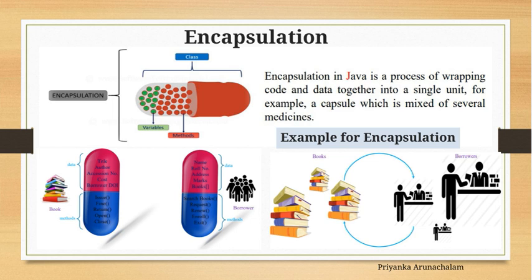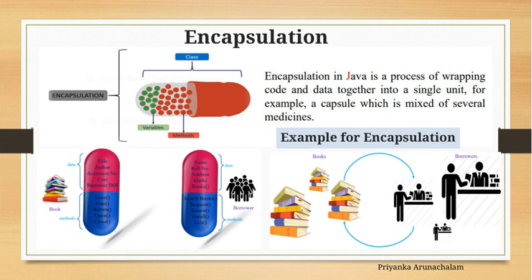Encapsulation is a fundamental concept in object-oriented programming that helps us protect data and maintain a clear structure in our code. It involves wrapping data and the methods that operate on that data within a single unit or class and restricting direct access to some of the object's components. This way, we control how the data is accessed or modified, which enhances security and reduces the risk of unintended side effects. To illustrate this, I'll share an example from Priyanka Arunachalam, which demonstrates how encapsulation is implemented in practice.